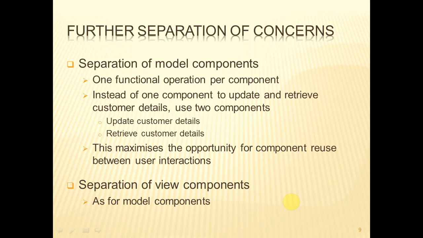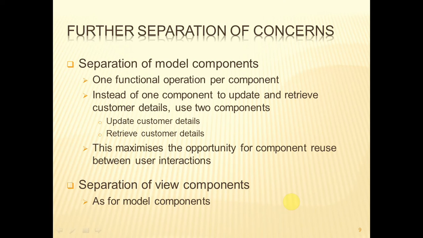Let's consider separation of concerns a bit further. We have the global separation. Model is separate from view, both are separate from controller. But at the lower level, there's still this separation of concerns. Let's consider, for example, only the model components. Each individual model should perform one functional operation, and that's it.